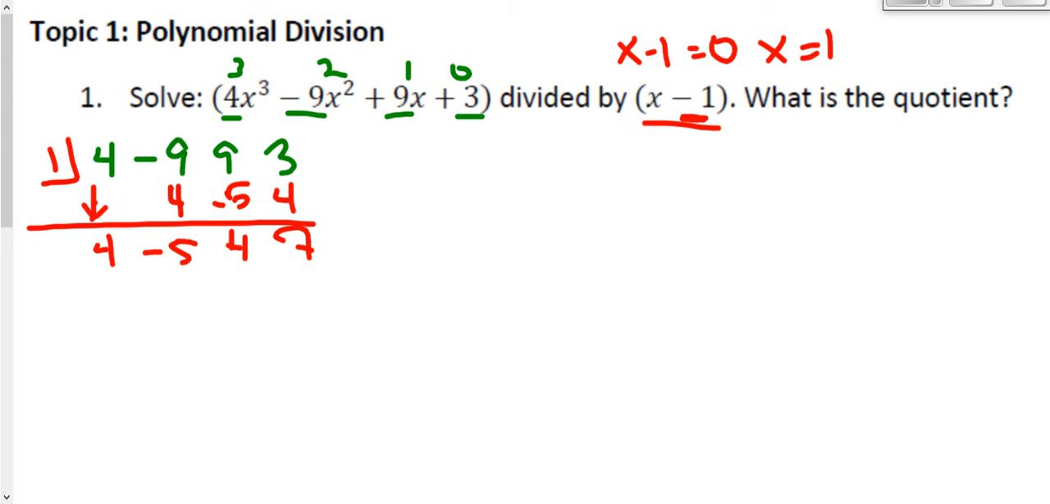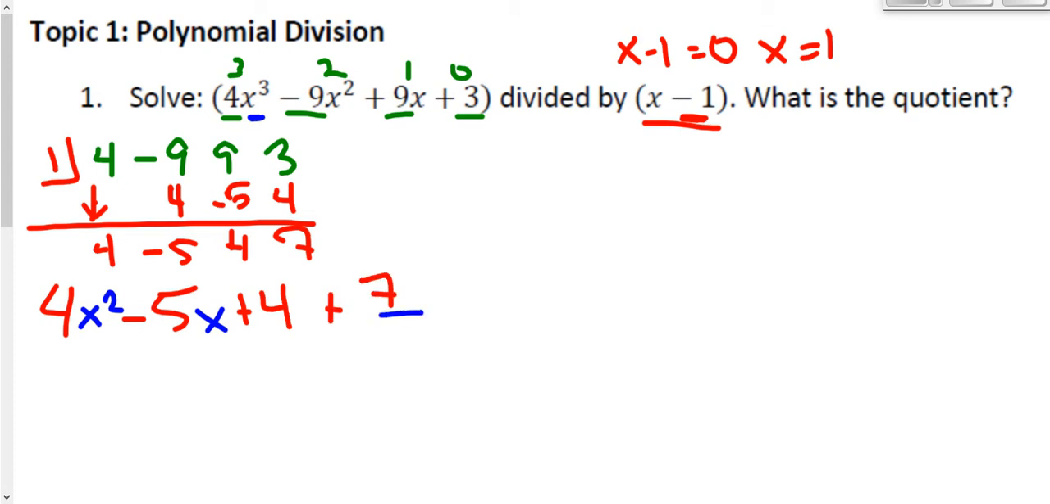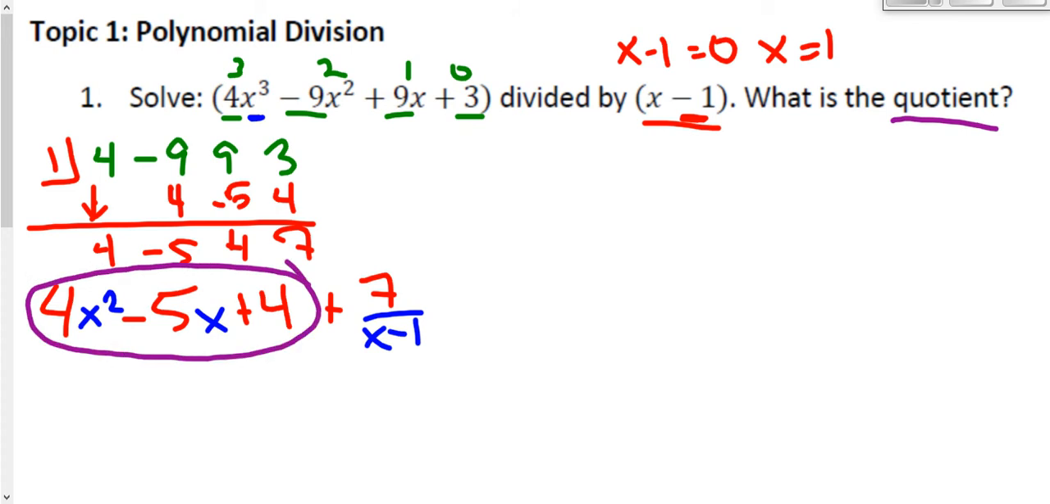All I have to do is put my variables back in. Since my first variable in the original was x cubed, the first variable down here is going to be x squared. So we're going to end up with 4x squared minus 5, and this one's just going to be an x, and then plus 4, that positive 4, and it's just going to be a number. And the 7 ends up being a fraction over the original thing I was dividing by, which was x minus 1. And that would be my final answer. It just asks for the quotient, which is the part excluding the remainder. So that would be the quotient right there.